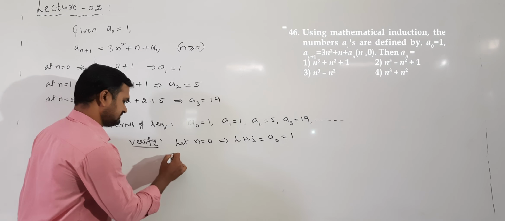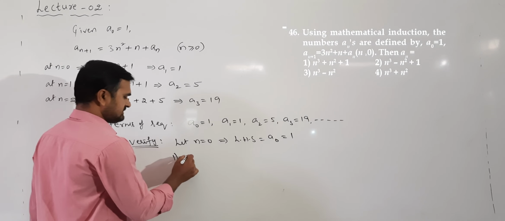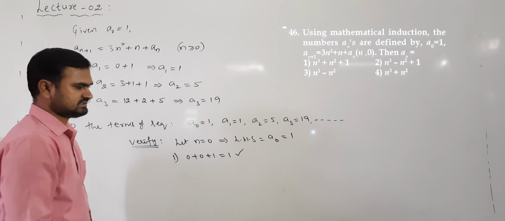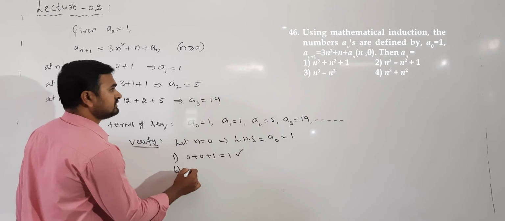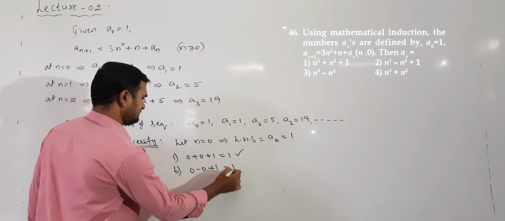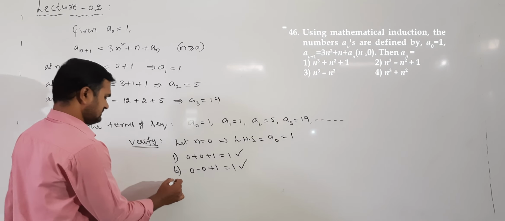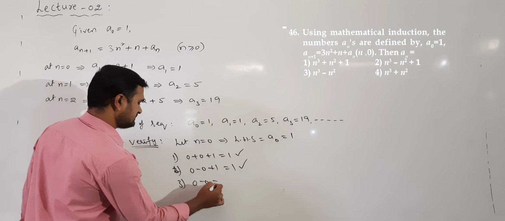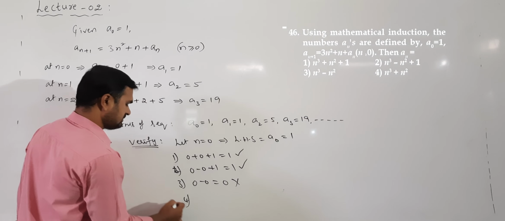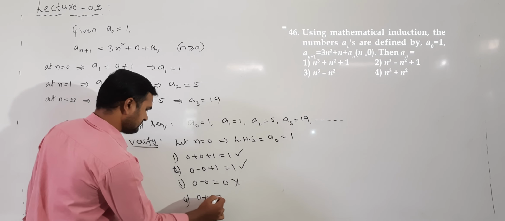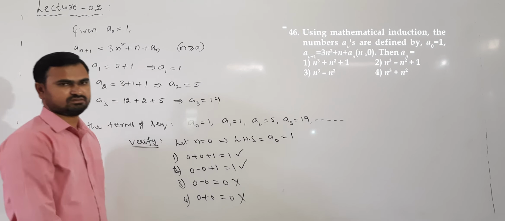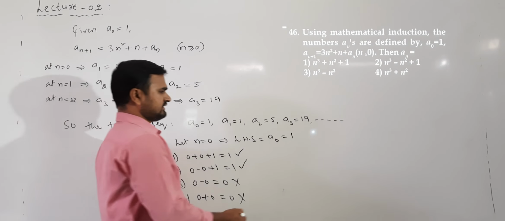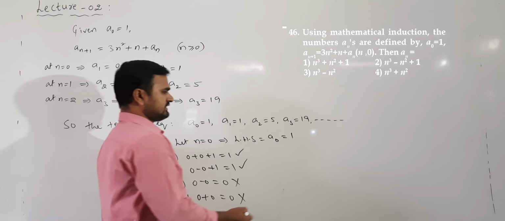See the options. First option, n is 0 means 0 plus 0 plus 1. First option can be the answer. Second option, 0 minus 0 plus 1, 1. It can be the answer. Third option, 0 minus 0, 0, which is wrong. Fourth option, 0 plus 0 is 0, which is wrong. So either the first option is correct or the second option is correct. Now we have to go for another verification.